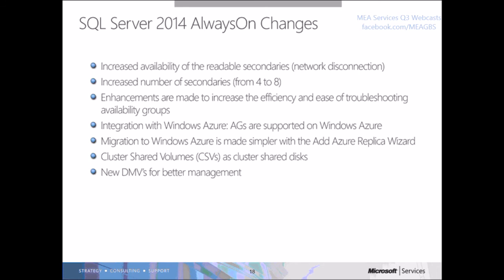The first thing is, for example, when you're disconnected from the primary replica, because of a quorum loss or something like that, the readable replicas still remain available for read-only workloads. That's the first thing that you probably want to be aware of on SQL 2014. The second thing is we have increased the number of secondaries from 4 to 8. Earlier it was 4, now we made that 8.